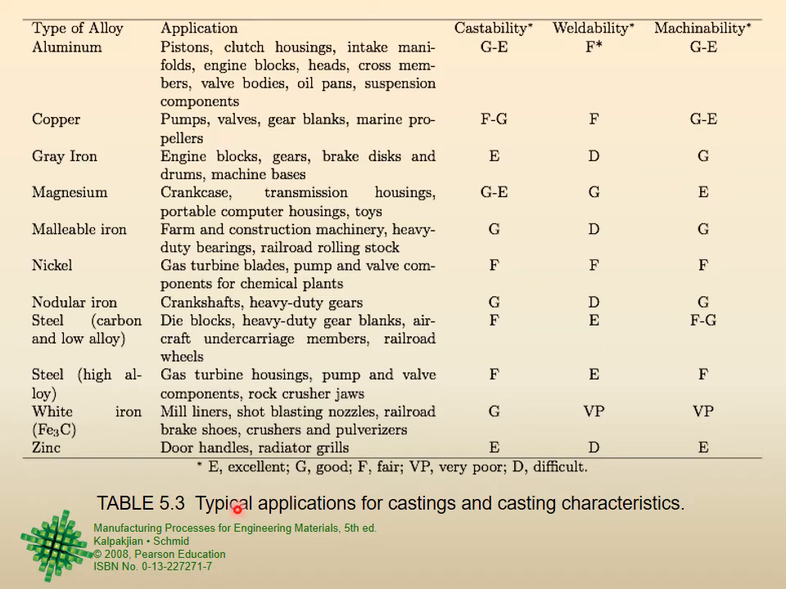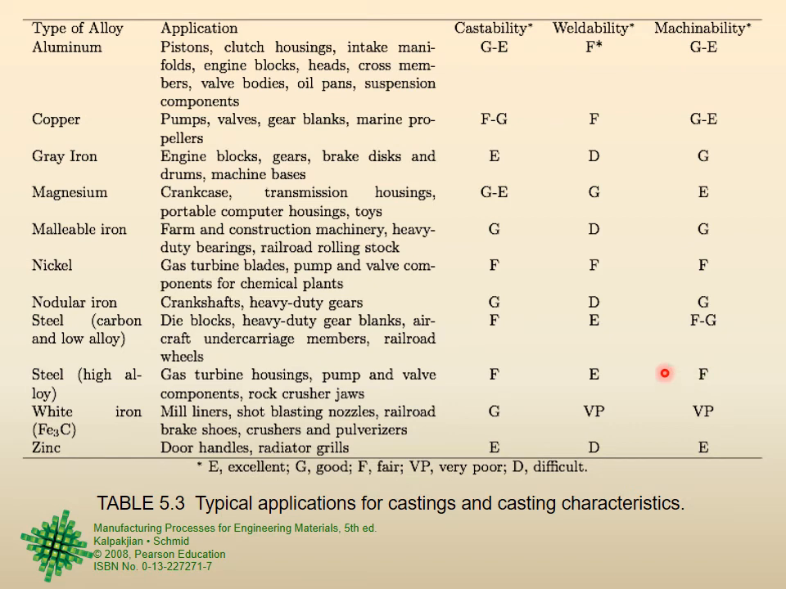So if you see the heading, typical applications for castings and characteristics of castings. So here, type of alloy, application, castability, how easy it is to cast, weldability, how easy it is to weld, machinability, how easy it is to machine. So this is brilliant.